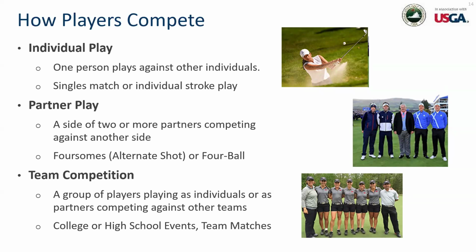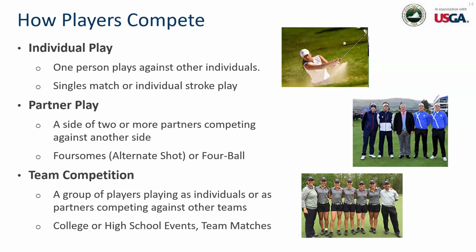Partner play, which is what you see in the middle picture, is a side of two or more partners that can play against another side. The most common forms of partner play are either foursomes or four-ball. In foursomes, you and your partner play a single ball and alternate strokes on each teeing area and during the hole. In four-ball, you and your partner each play your own ball and count the best score for each hole.